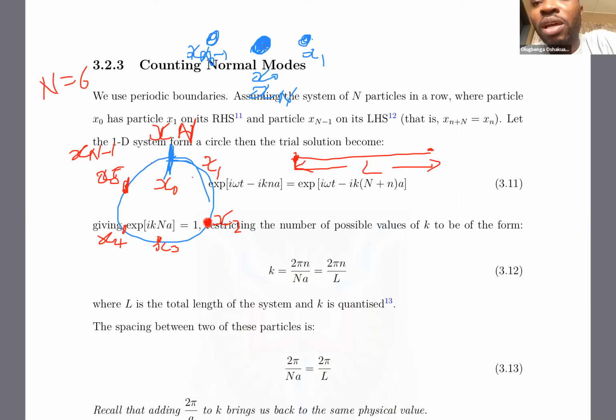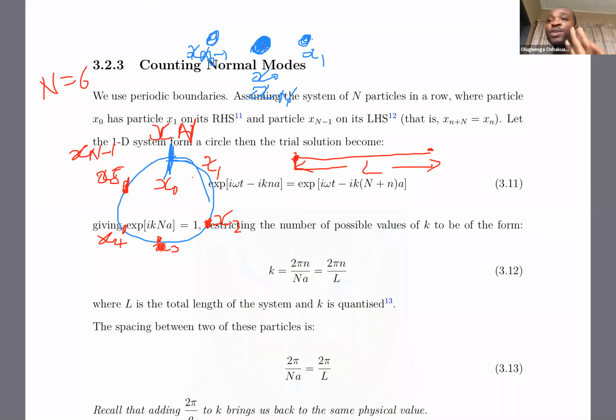x2, when we count 6, 1, 2, 3, 4, 5, 6, we come back to x2. When we are at x3, when we count 6, 1, 2, 3, 4, 5, 6, we come back to x3. So when we count 5n, that is 5 times 6, 30, from this place, when we count 30, we will still come back here.